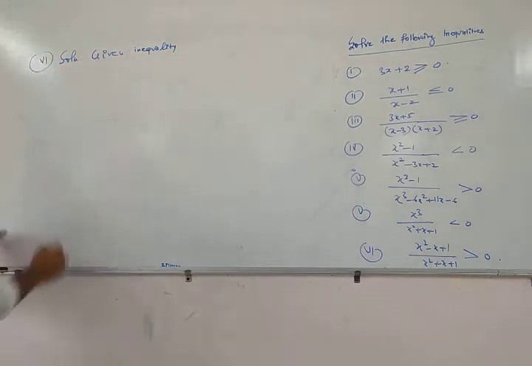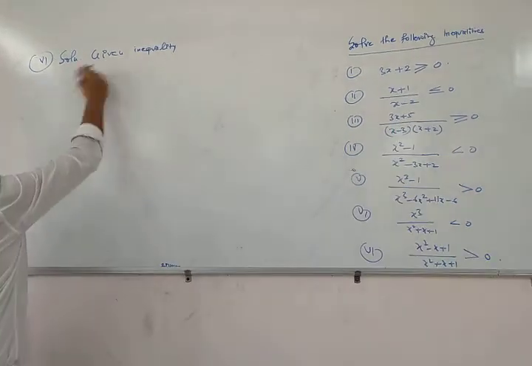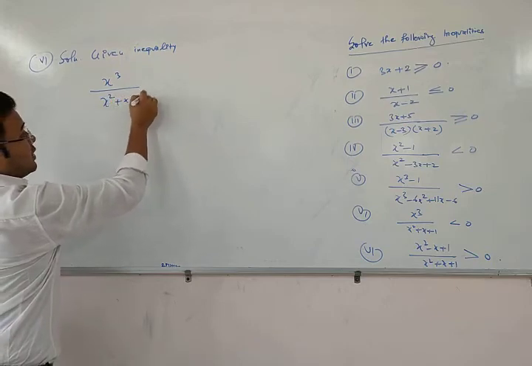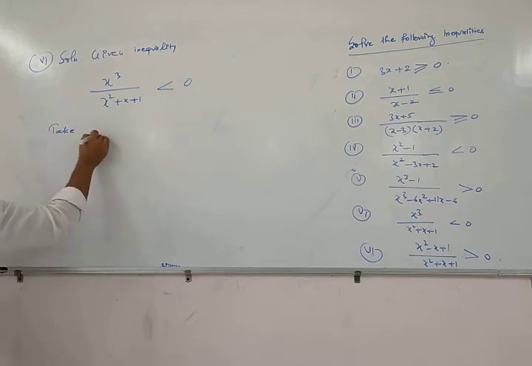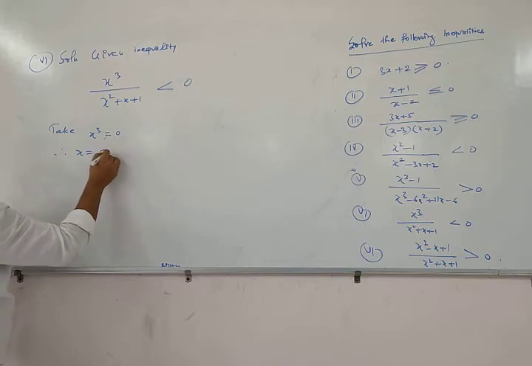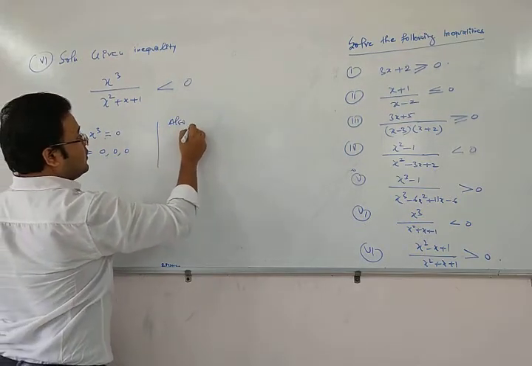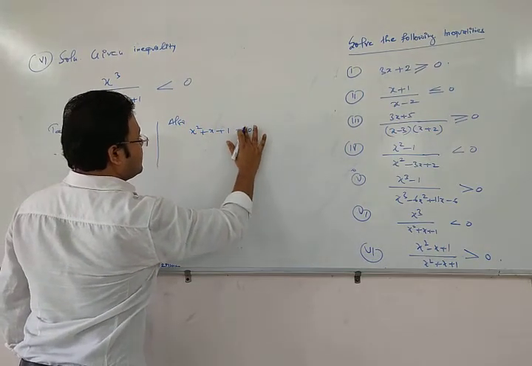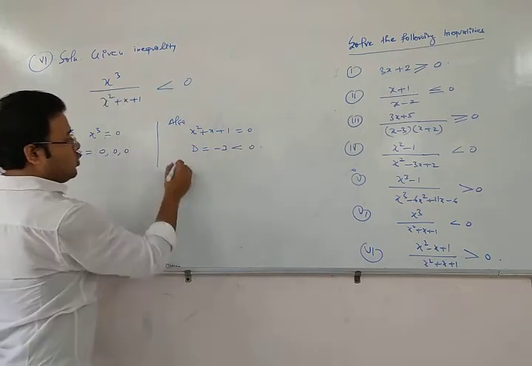Number 6, here is the given inequality, x cube upon x square plus x plus 1 less than 0. Take x cube is equal to 0, therefore x is equal to 0, 0, 0, 3 times. Also x square plus x plus 1 is equal to 0, here we take the discriminant which is minus 3, so roots are imaginary.